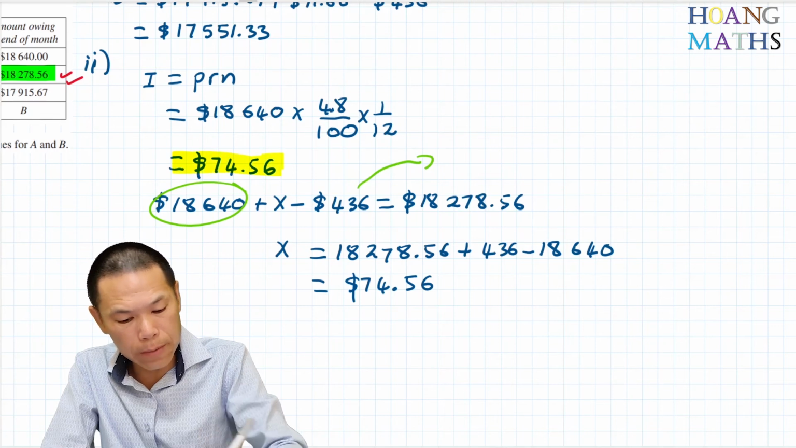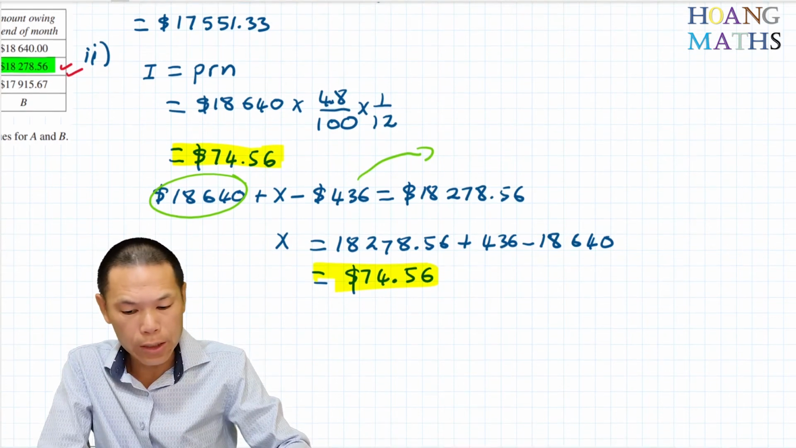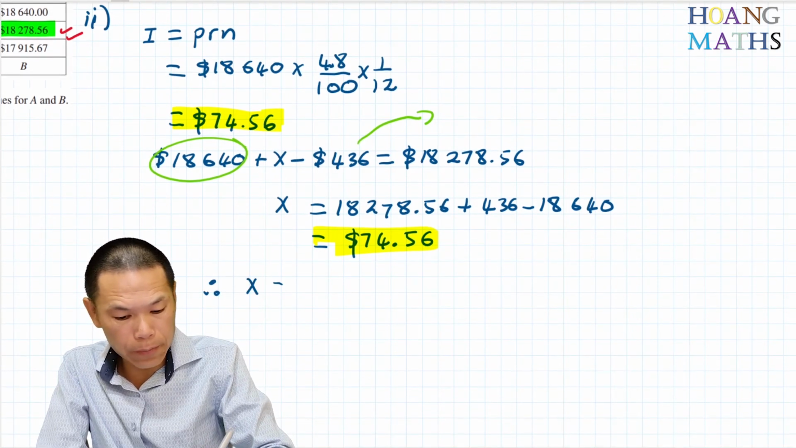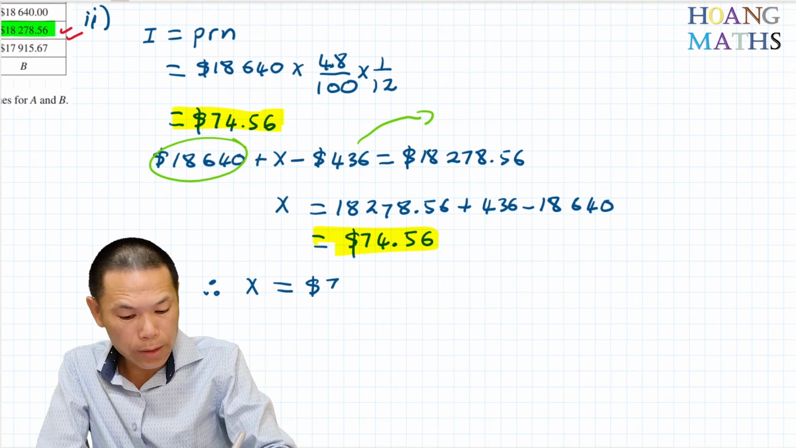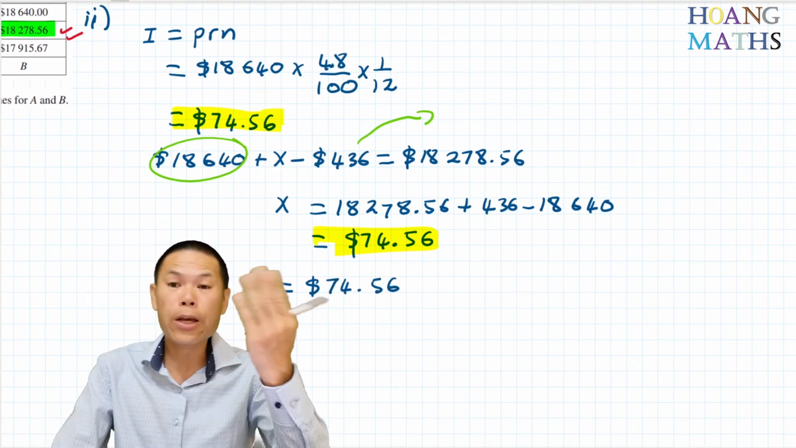So you can use this method, or you can use this method. Doesn't matter which way you use, okay? So let me just write this down. So therefore, x is equal to $74.56. So there you go.